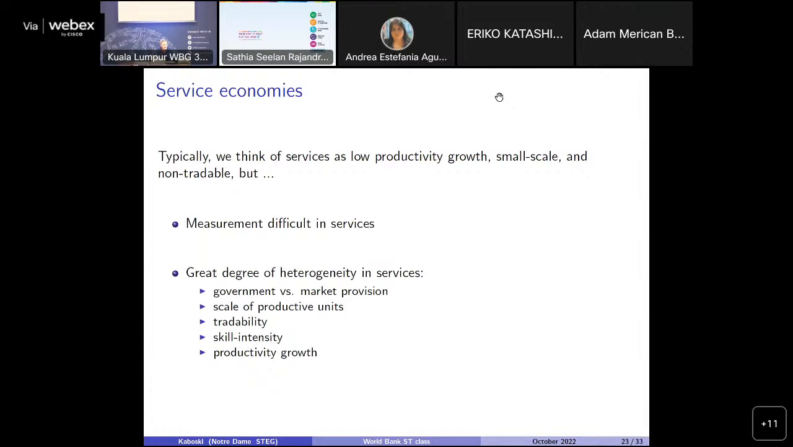The first thing is, when it comes to low productivity growth, there's a lot of difficulty measuring productivity in services, because you don't have a physical unit. And I think the classic example is legal services. Legal services productivity is zero by construction because the input is lawyers' hours. And the output is lawyers' hours. You can't have productivity growth.